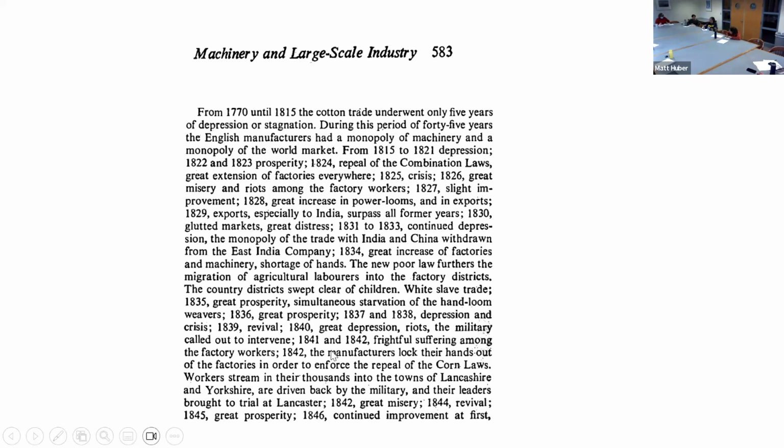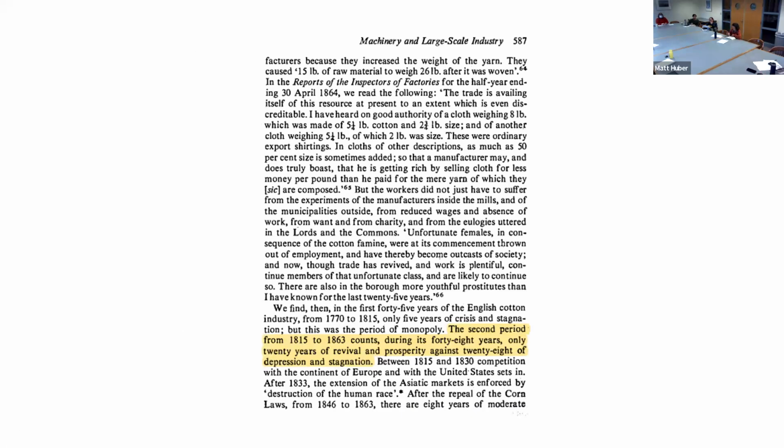I'm not going to read all this because it's rich. 1840, Great Depression, riots, the military called out to intervene, frightful suffering, it's just crazy stuff going on. And I think what's really interesting, he says, is that when you get full-on industrialization after 1815, during its 48 years, only 20 of the years were really prosperous, right? 28 of the years were just crisis, right? And so he's really showing that this system is just prone to instability and crisis.